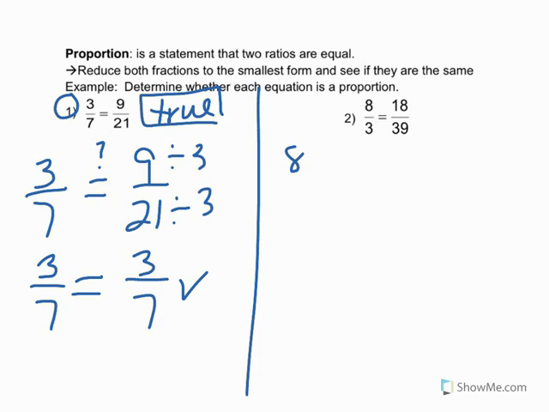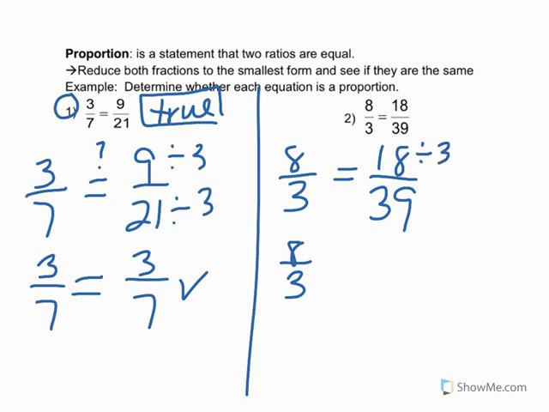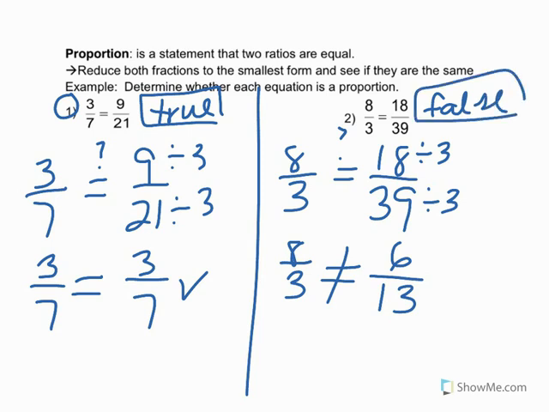Let's look at the example of 8/3 equals 18/39. In this example, 8/3 doesn't reduce. That remains 8/3. 18/39 can be reduced by factors of 3. So 18 divided by 3 is 6, 39 divided by 3 is 13. That cannot be reduced anymore. Because these two ratios ended up not being the same, we say that this is not a true proportion. The two ratios are not equal.